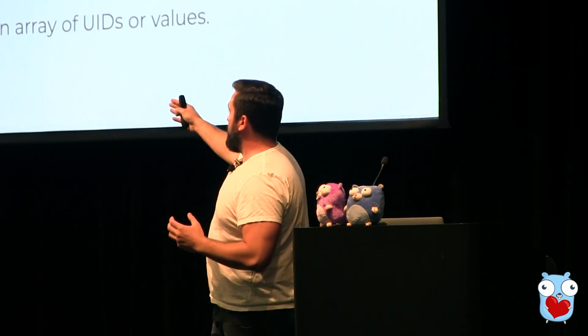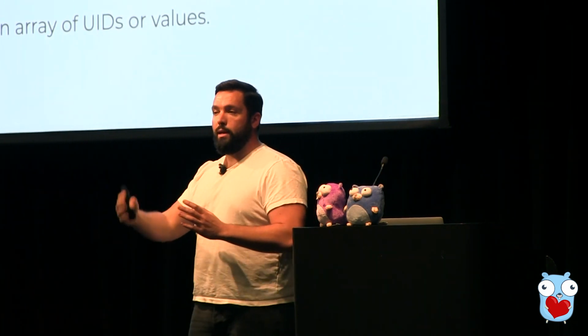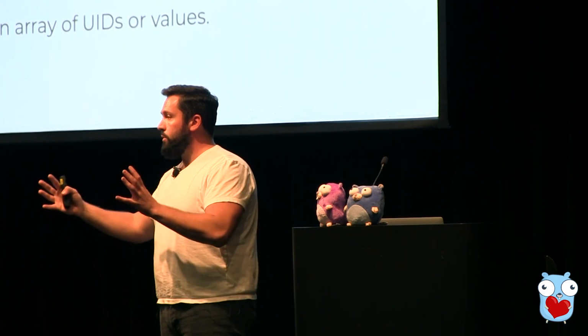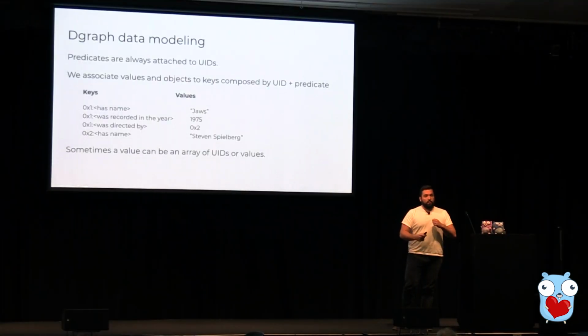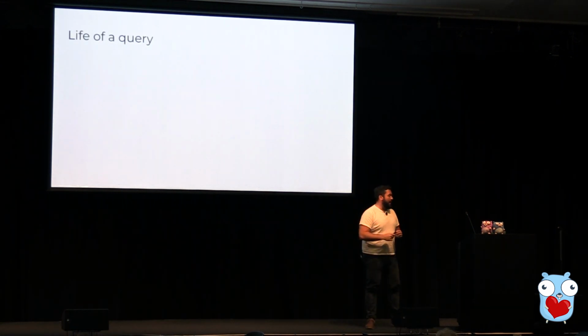You would have 0x1 was directed by 0x2 and 0x3 and 0x4. And you would have all of those together in the same place. This means that when you're fetching data, we're actually going to be able to fetch everything in just one single query, and then just iterate really fast.